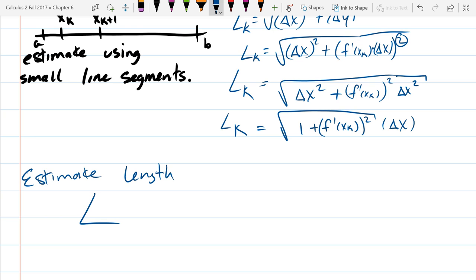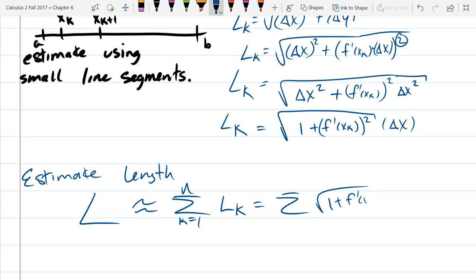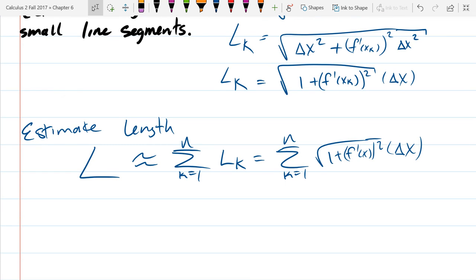And I'm going to use the letter L for arc length. So it is approximately the sum of all the LKs from k equals 1 to n, which is the sum of the square root of 1 plus f prime xk squared, times delta x, k equals 1 to n. So this is an estimate for the length.